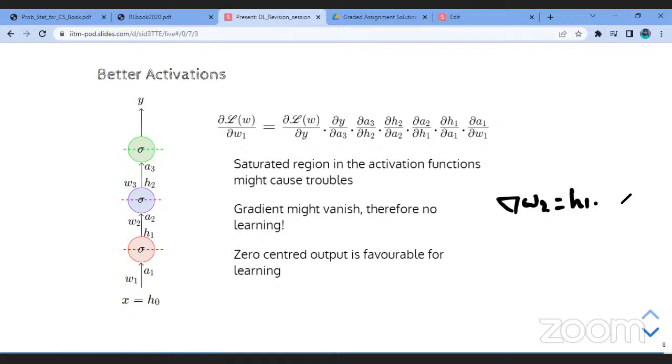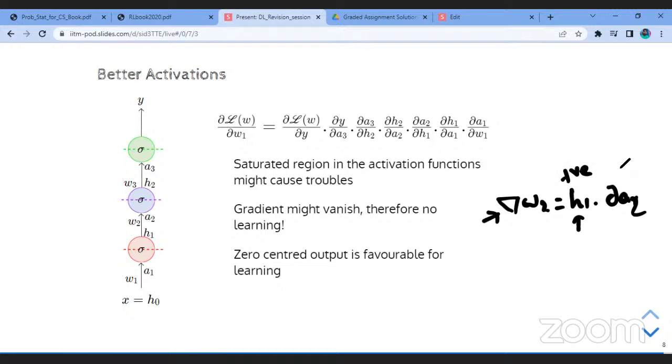What is this other parameter? There is another parameter coming in. H1 is direct, the other parameter is the gradient of A2. So you actually need to focus on this one. If my H1 is positive, my H1 is always going to be positive if I use a not zero-centered activation function. So this quantity is always going to be positive.